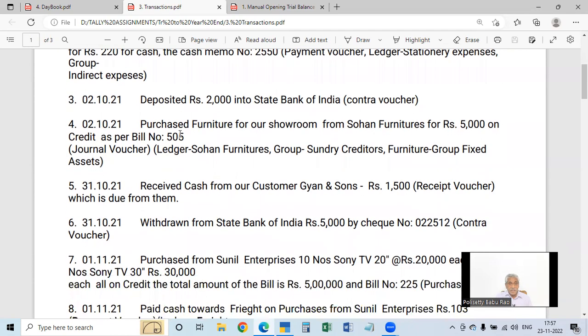Next, on the same date, purchased furniture for showroom from Sohan Furnitures for 5,000 rupees on credit as per bill number.